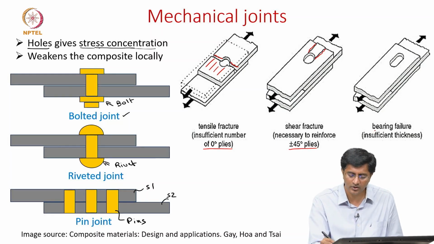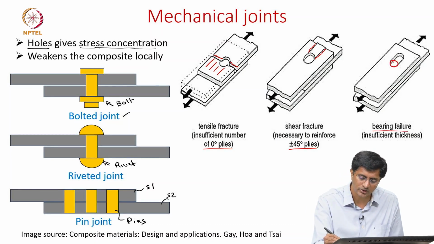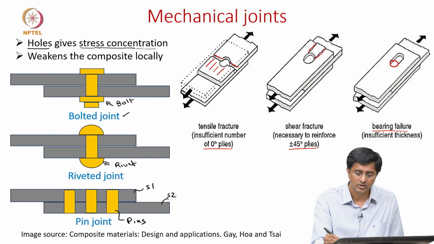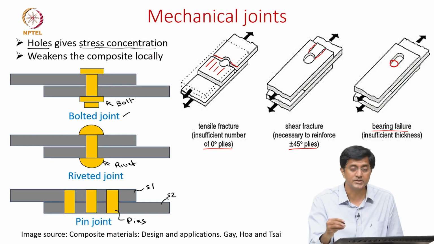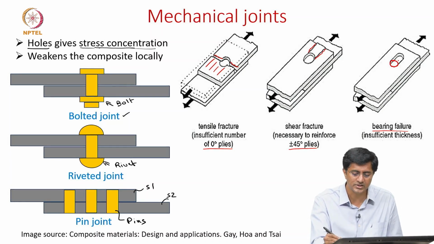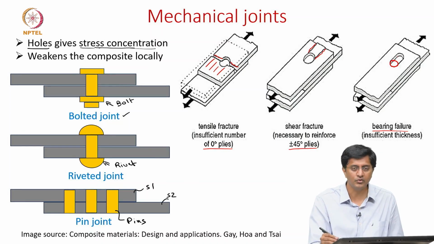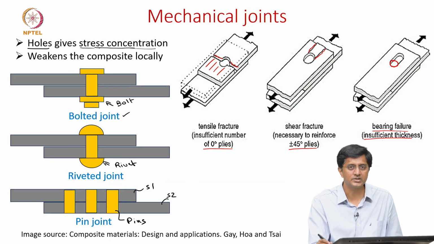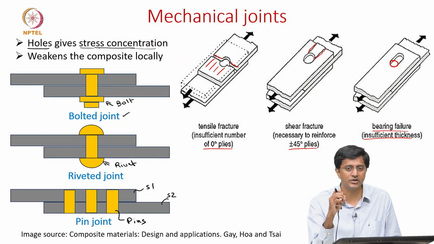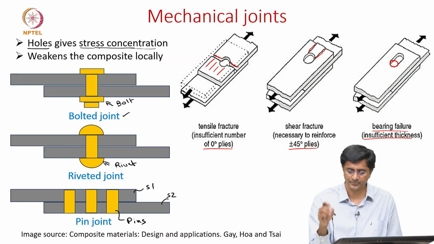And lastly, we are looking at bearing failures, where let's say initially the bolt is here, but then once we apply the loads, if the laminate has less resistance to bearing, then this hole gets elongated. How do we avoid this? This is simply by increasing the thickness of the laminate, because it indicates that we have designed it with insufficient thickness, and if you increase the thickness, one should be able to minimize this failure mode.